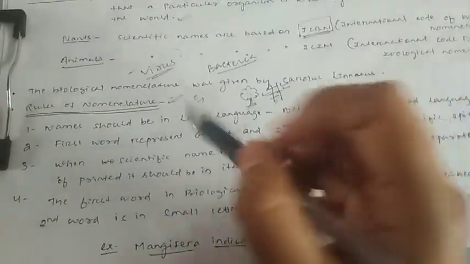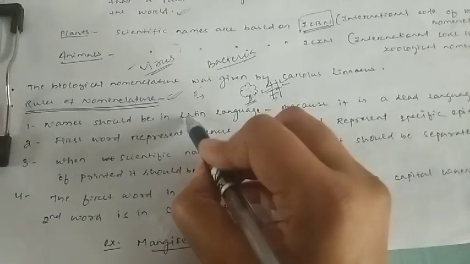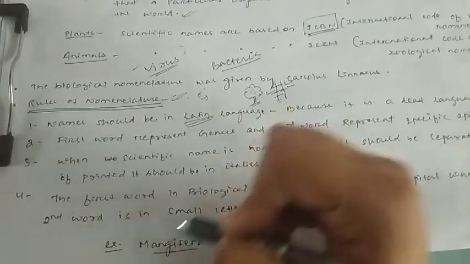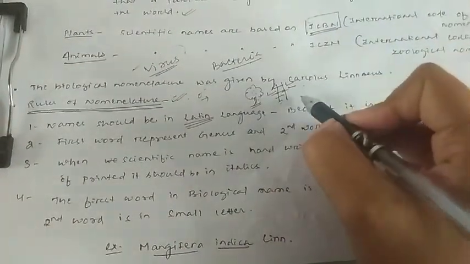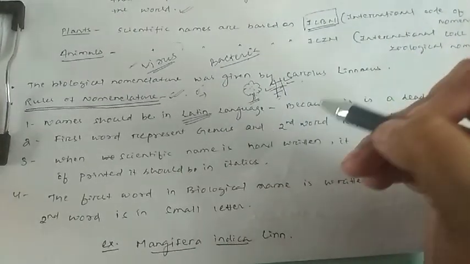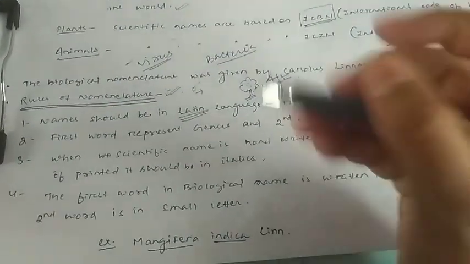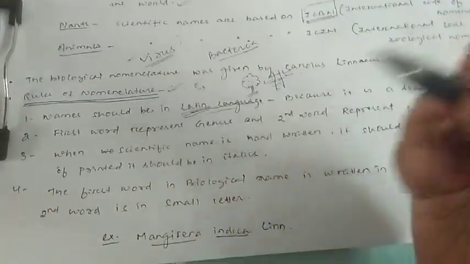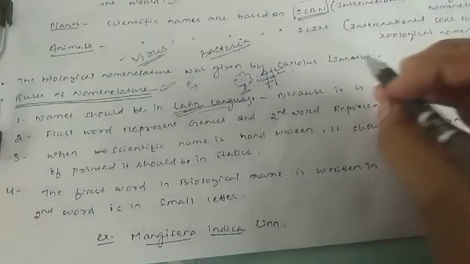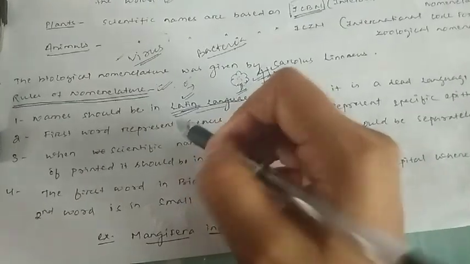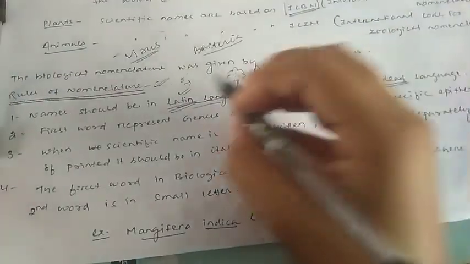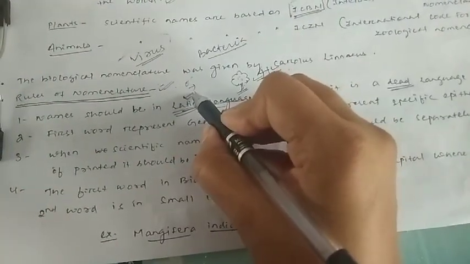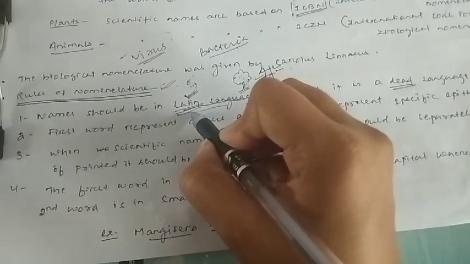There are a few rules. The name should be in the Latin language. It's not that you name it in English, or in Hindi or Oriya. There is a particular language, Latin, that we use for naming all plants and animals. And why is it so? Because it is a dead language. What do we mean by a dead language? Dead language means there is no further modification in this particular language.